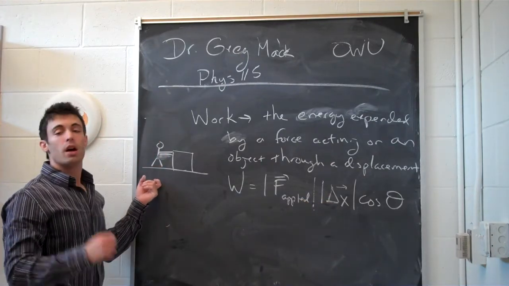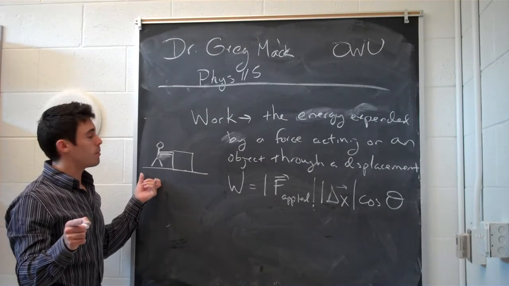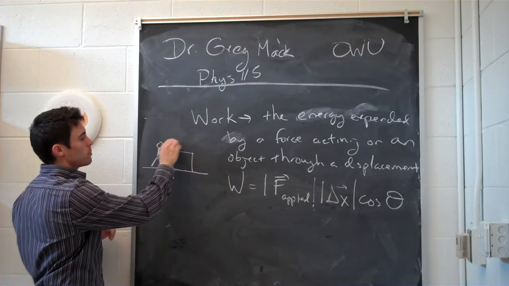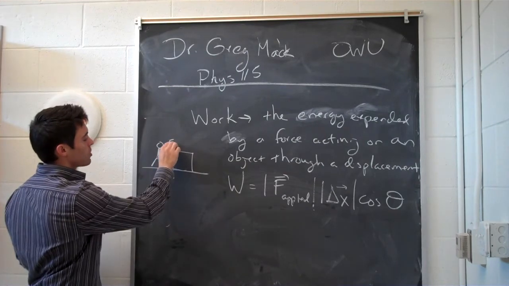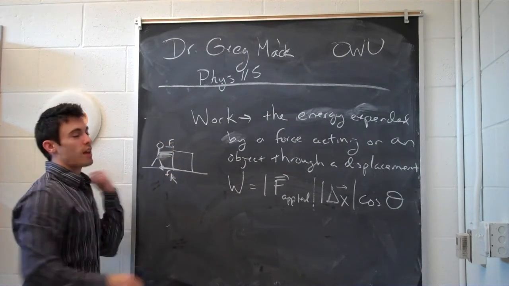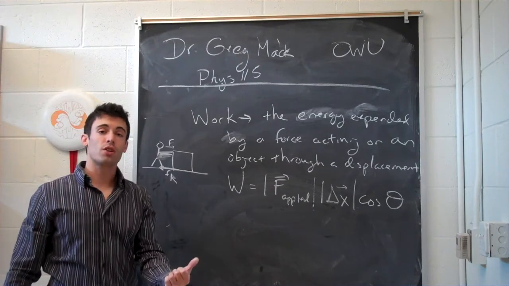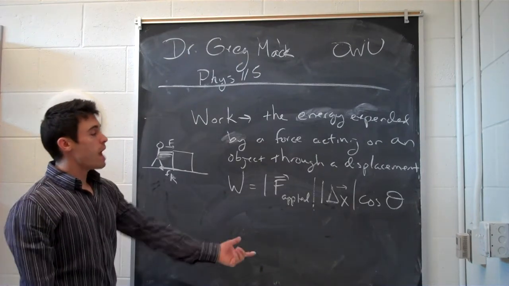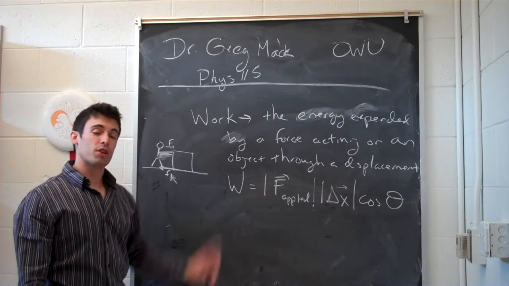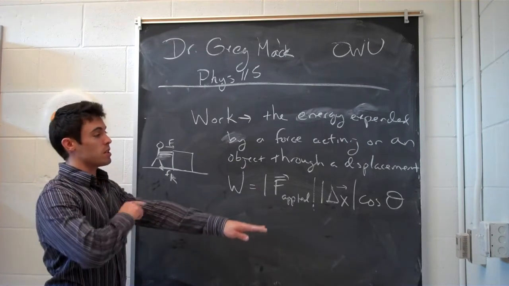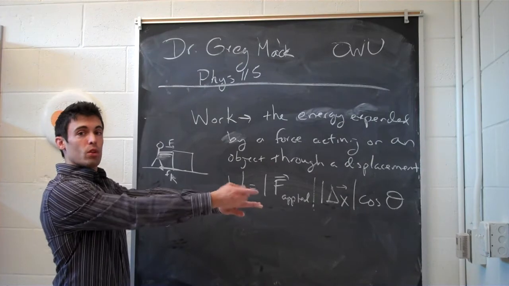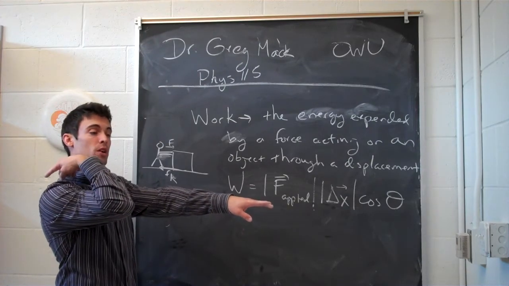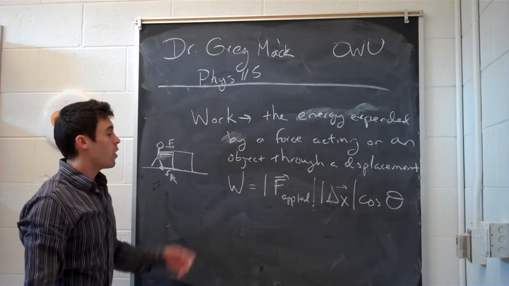In the last thing I talked about friction, there's a friction force that this box is experiencing. So I'm pushing it to the right, but there's a friction force that's acting to the left. The friction force is also doing work on the box, but the angle between the displacement and the friction force is 180 degrees, because the displacement's going this way, and the friction force is pointed back. So that would be negative.